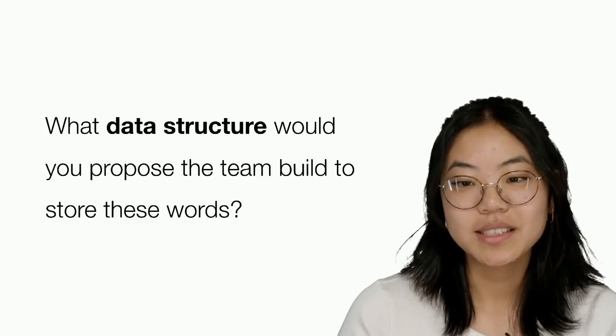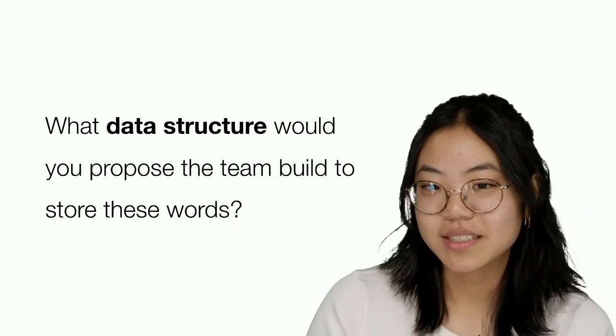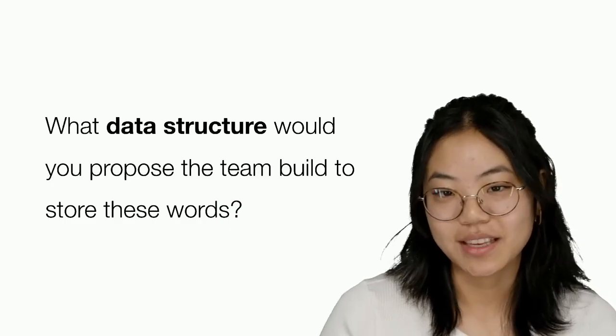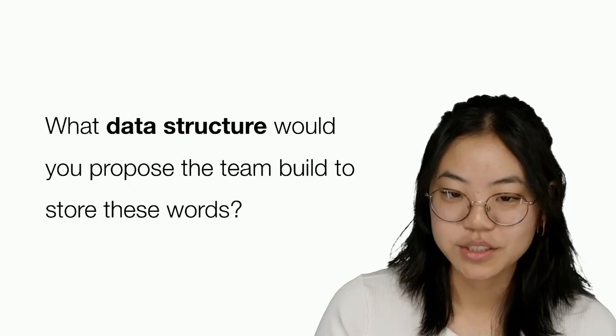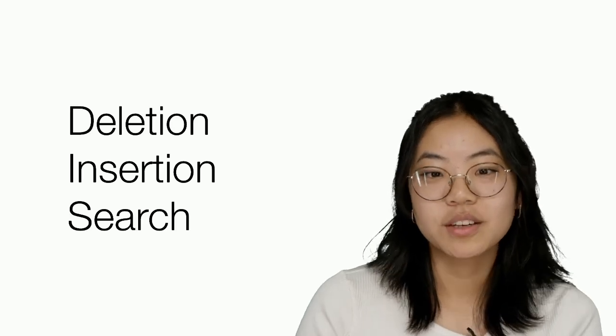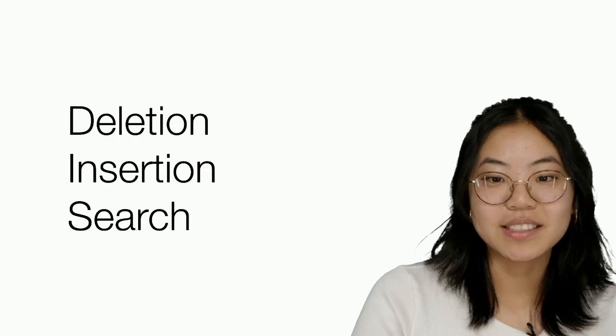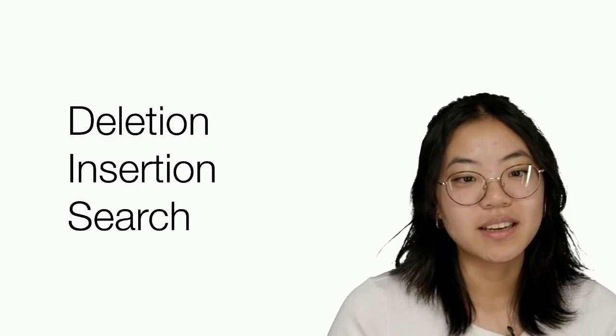So as we talk about these data structures today, you can think about in the back of your mind, when you're making these kinds of decisions, what context are you thinking about and how might that help you choose a data structure? One thing to keep in mind when choosing a data structure will be what you're going to actually be using this data structure for. What are the primary operations that are going to be used? Some common ones could be deletion, insertion, and search. So in this case, deleting words from our list, inserting new words, and searching for words.